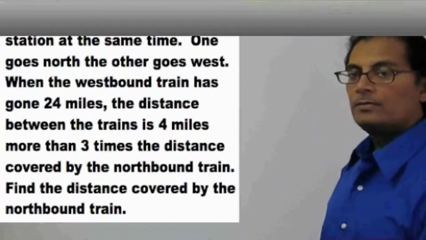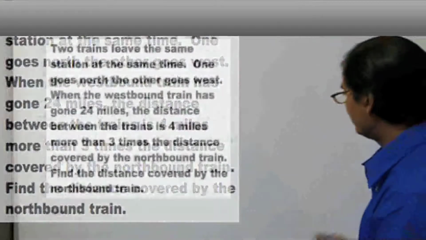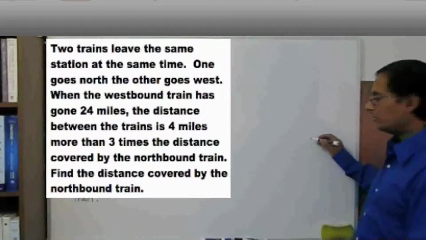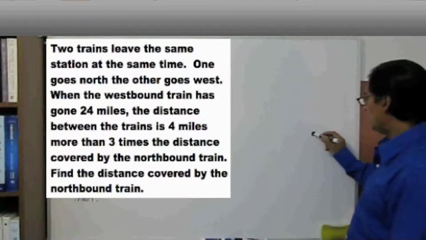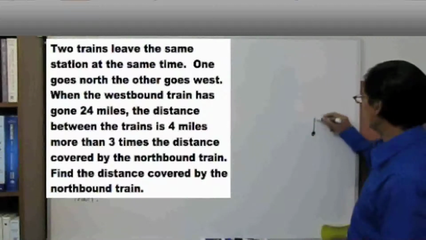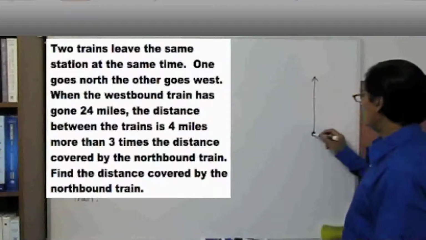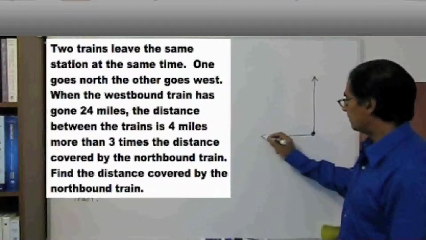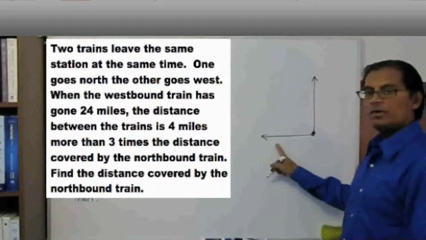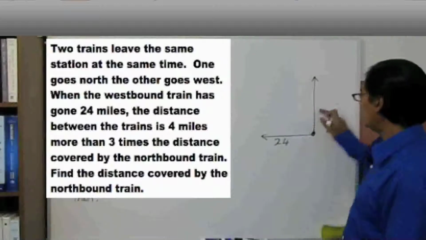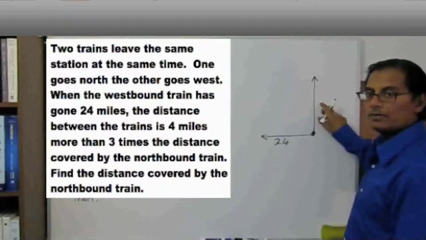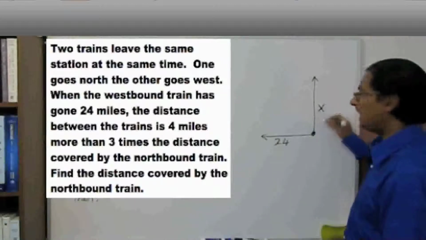To do this problem, we need to draw a diagram. Let's suppose this is where the station is. One train is going north, and one train is going west. It says the westbound train covers 24 miles, so we can put that in here. And we're looking for this distance covered by the northbound train, so let that be x.